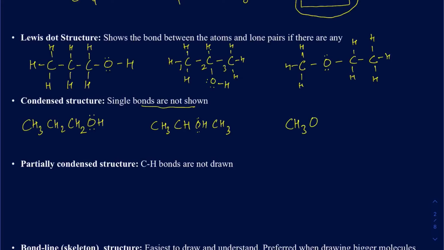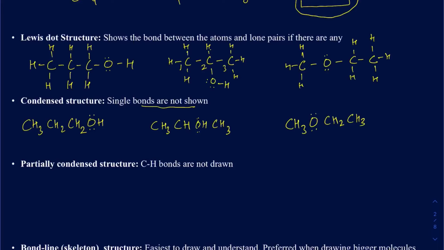After oxygen, you got a CH2. And then you have a CH3. So again, you can draw the lone pairs on the oxygens as well if you want. So that's going to be your condensed form where you really don't show any single bonds.